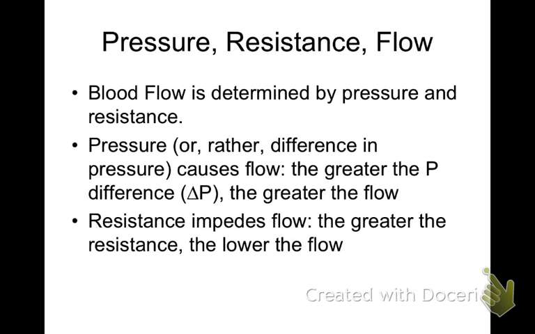All fluids flow from high pressure to low pressure, and we use the delta sign, which is the Greek letter D for difference. So the delta P is our difference in pressure, and the higher the delta P, that is, the greater the difference between the high pressure end and the low pressure end, the greater the flow. Resistance is any factor that impedes flow, and resistance is actually pretty complicated to measure, so we're not actually going to calculate resistance. We're just going to see what factors affect resistance.